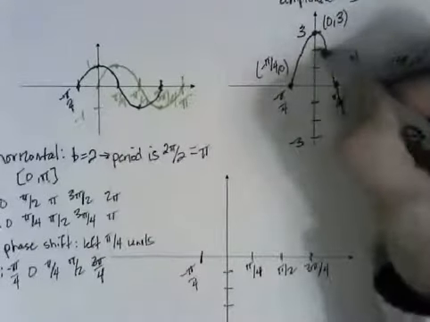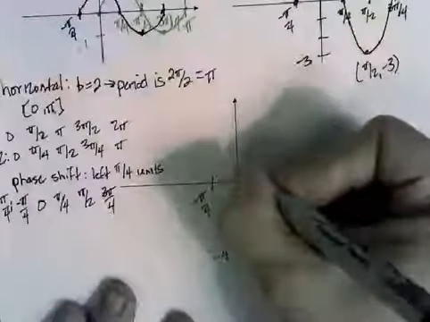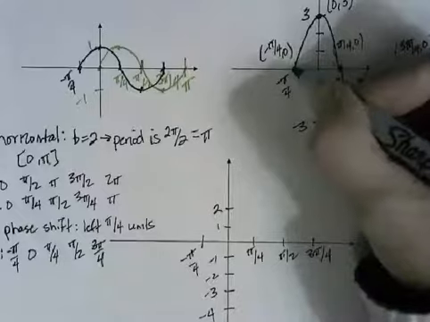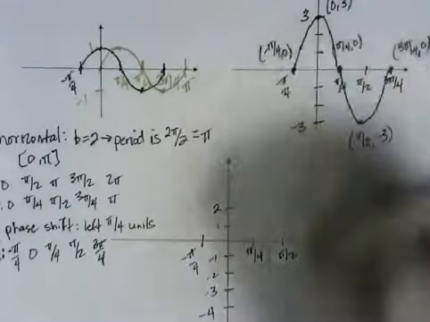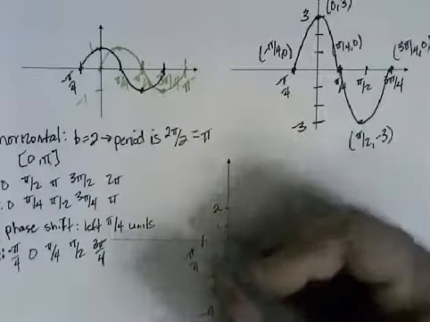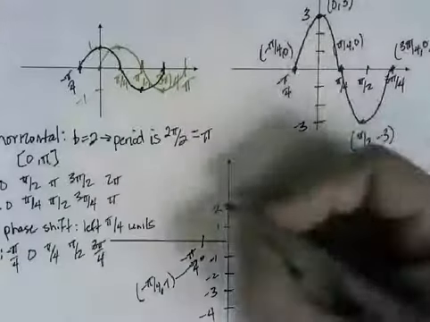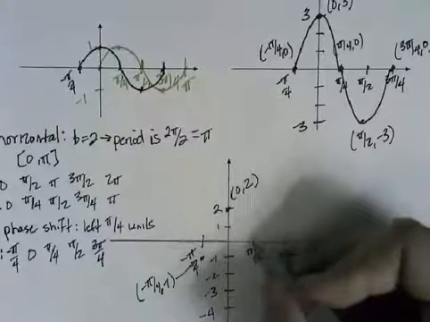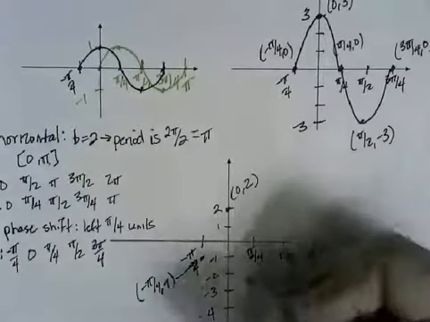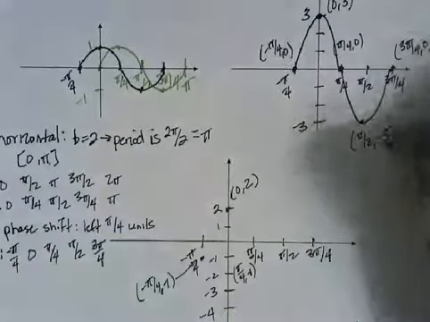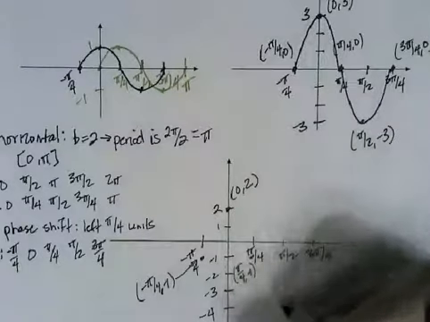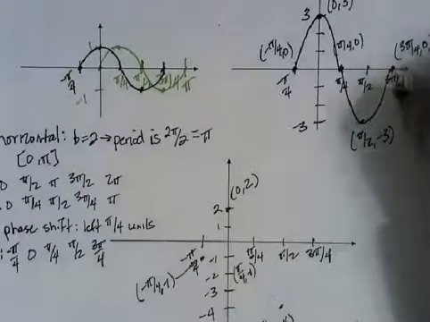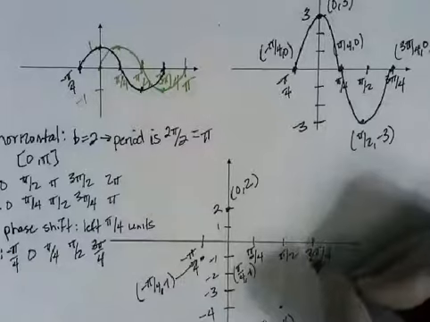My new maximum value is going to be 1 below this, so my new maximum value is going to be at +2. If I take this point and shift it down by 1, that's going to move it to -π/4, -1. This point's going to move down to 0, 2. This point will move to π/4, -1. This point will move down to π/2, -4. And this point will move down to a y value of -1.